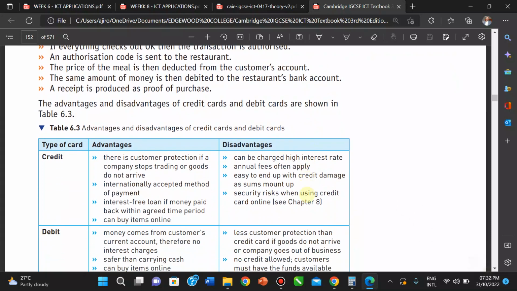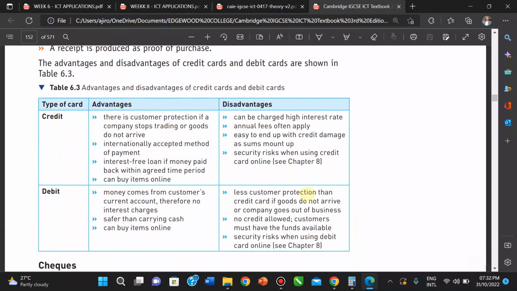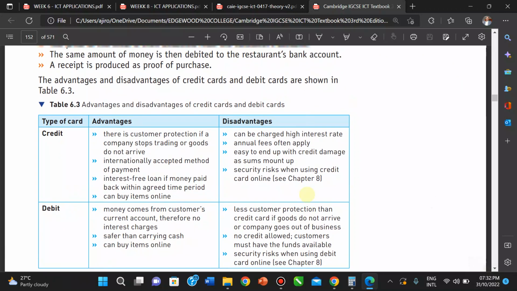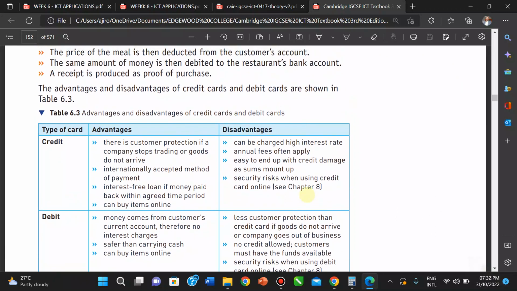Now, we have the advantages and disadvantages of using a credit and a debit card. For example, there's customer protection if a company stops trading or goods do not arrive. There's that protection that is being given. Another advantage of the credit card is that it is accepted internationally, worldwide. You can use it to pay for anything online globally.